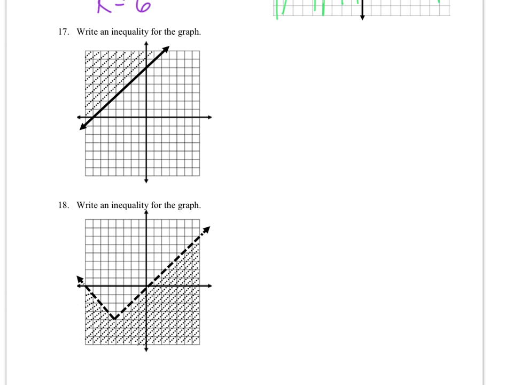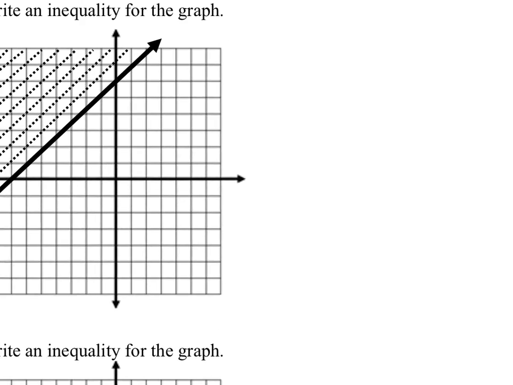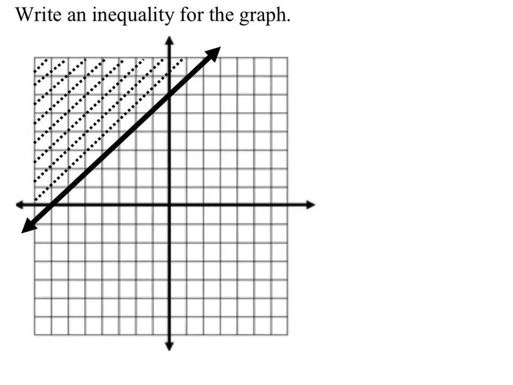And for number 17, we need to write an inequality for this graph. So if we begin, I'm going to zoom in a bit tighter here. Begin by looking at the y-intercept. So that is right here, so that is 0, 6.